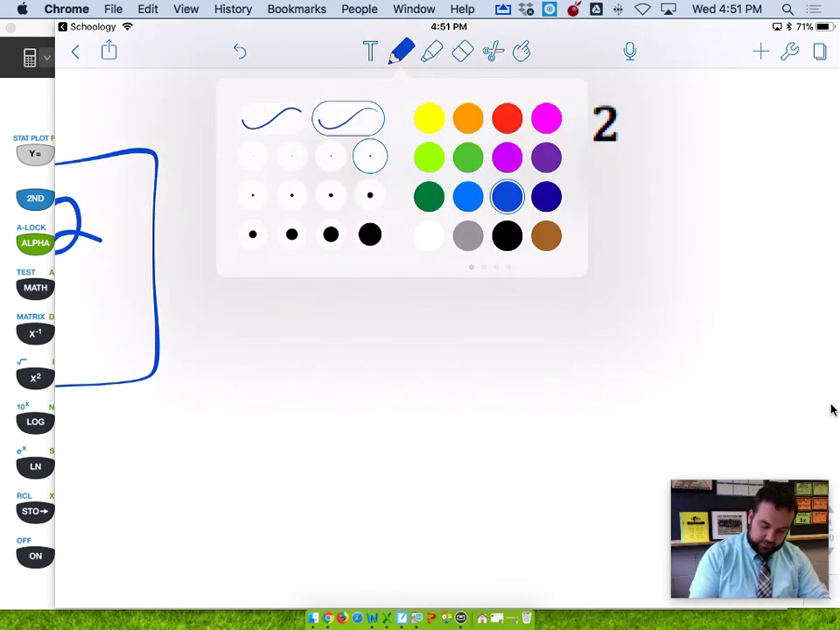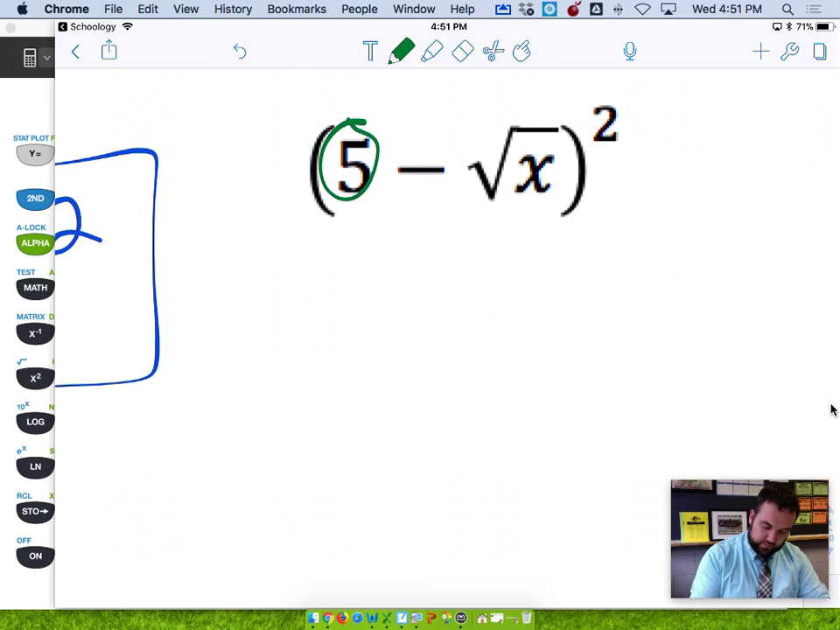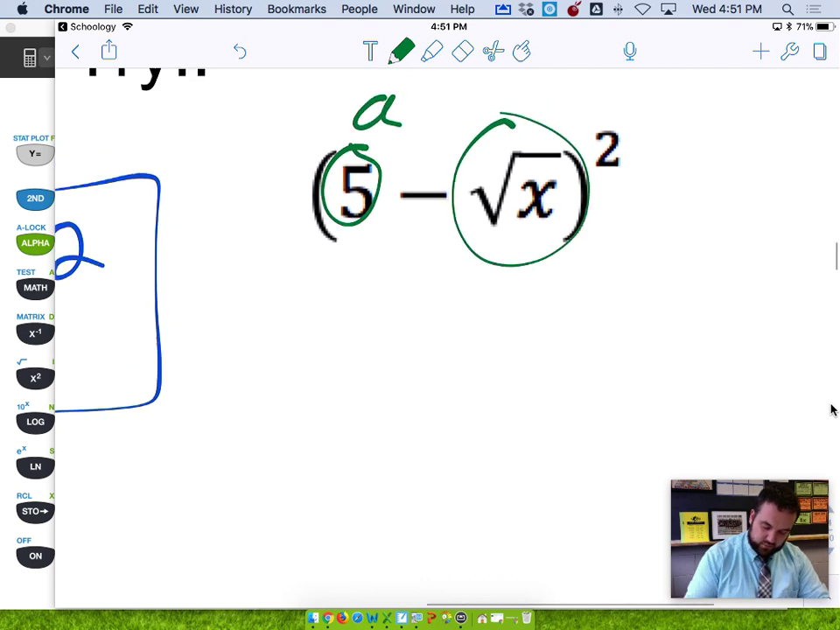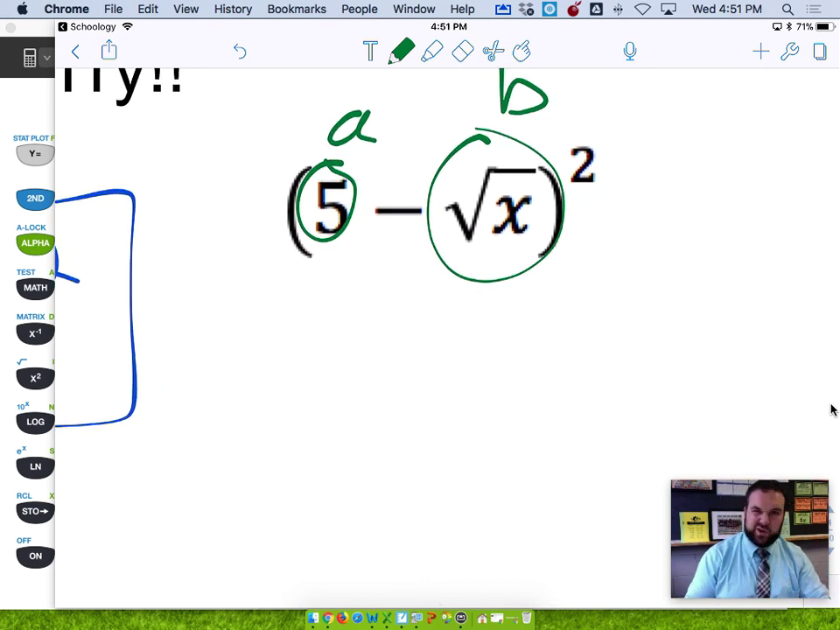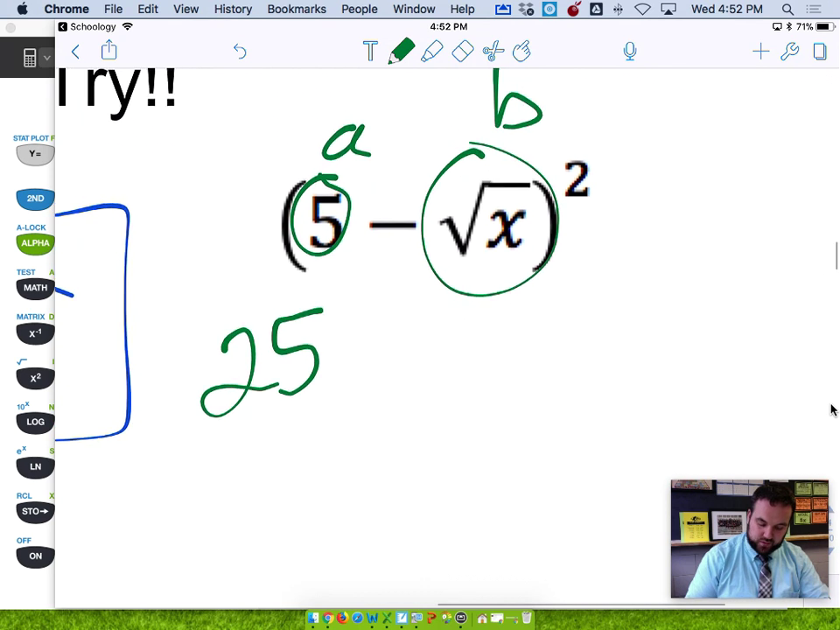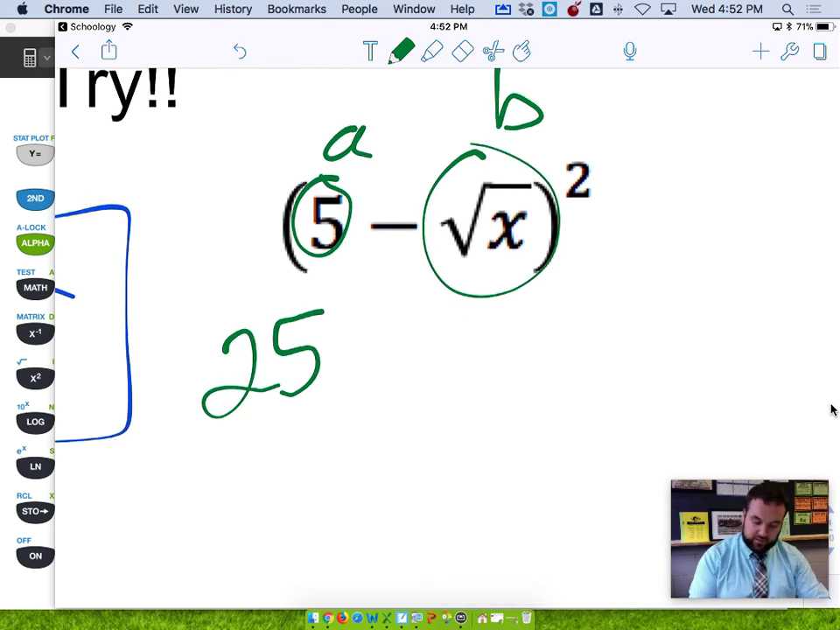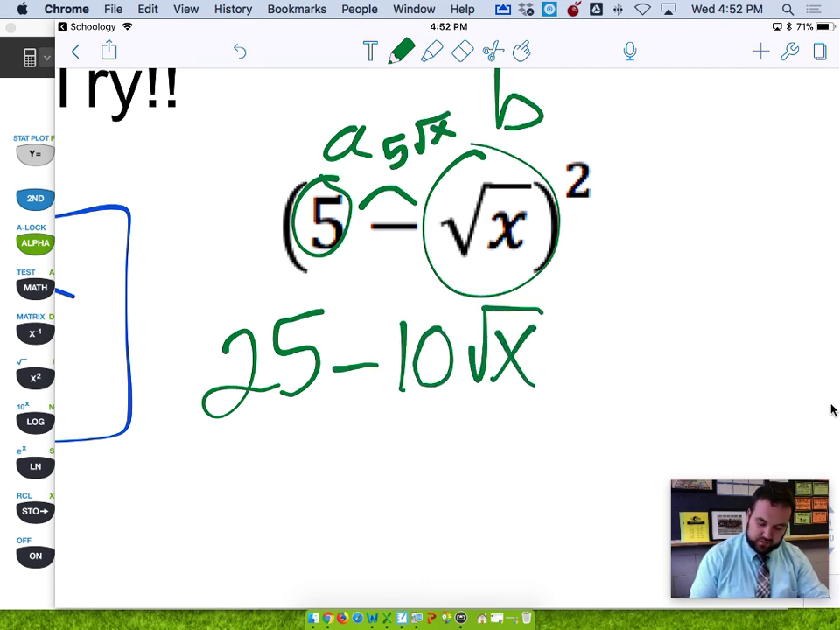Same thing here. This is what I'm considering A, and this is what I'm considering B. Again, that minus sign in the middle just means that we're going to have a minus sign in the middle of our answer. We don't really have to worry about it too much right now. A squared is 5 squared, so it's 25. A times B, if I multiply those together, would be 5 root x. If I then double that, it gives me 10 square root of x.